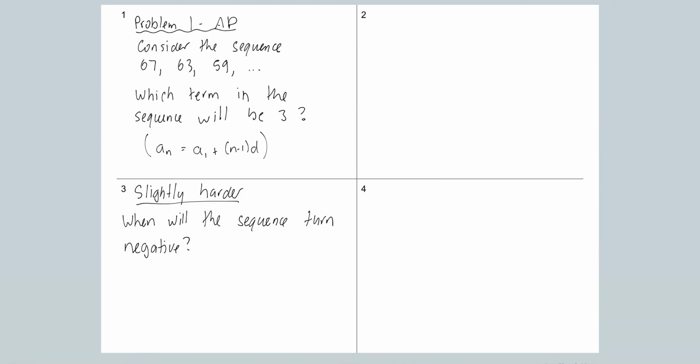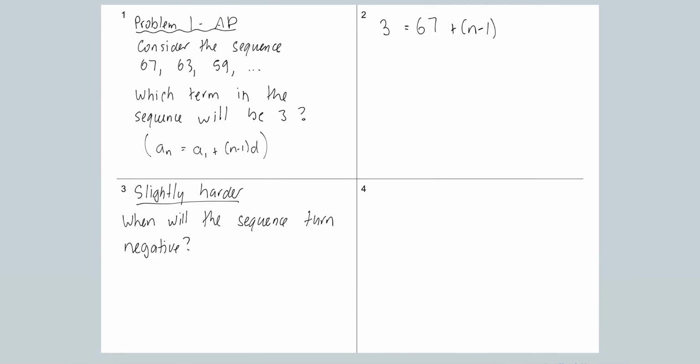And we just put in the values that we know. So what we're looking for is the term in which the sequence will be 3. So that's what a_n is, right? That's the term itself, a_n. So instead of a_n, I'll put 3. And then I write down the first term, which if we look at the sequence, we can see is 67. So we write 67 down. And then we write plus n minus 1. We don't know what n is, so we're going to have to leave it as just n minus 1.